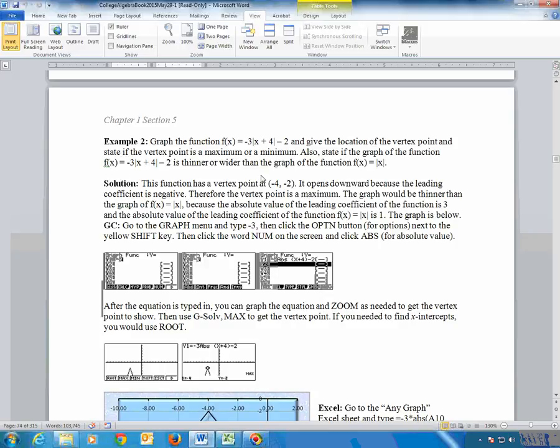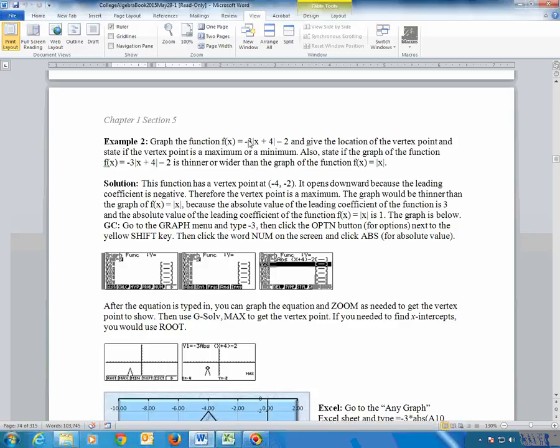Okay, on this one, we're supposed to give the location of the vertex point. Well, to get the x part of the vertex point, set what's inside the absolute value equal to 0. If you set x plus 4 equals 0, you get -4. So the x part of the vertex point is -4. Plug the -4 back in, you'll get 0 here. -3 times 0 is 0. 0 minus 2 is -2. So that's the y part of the vertex point.